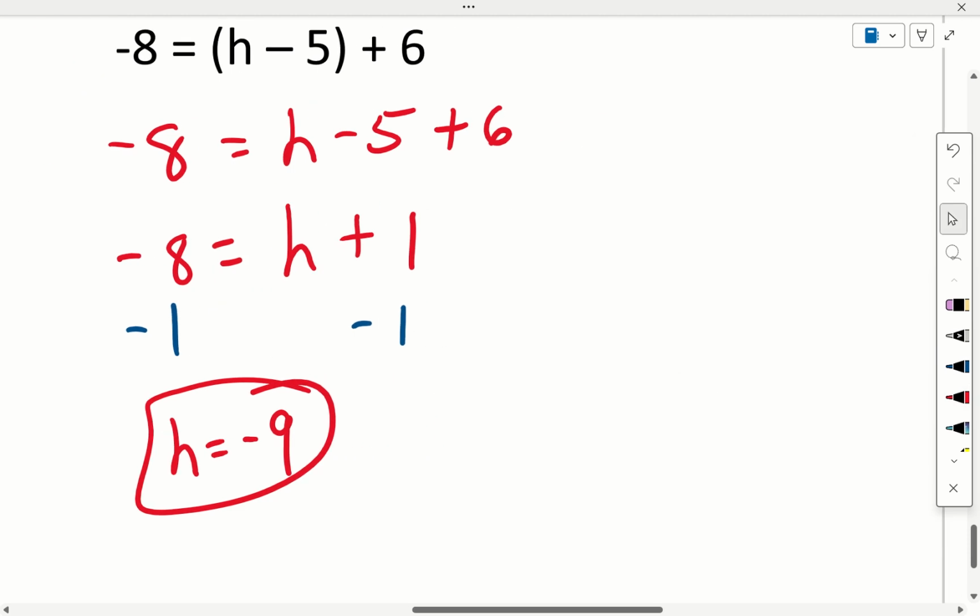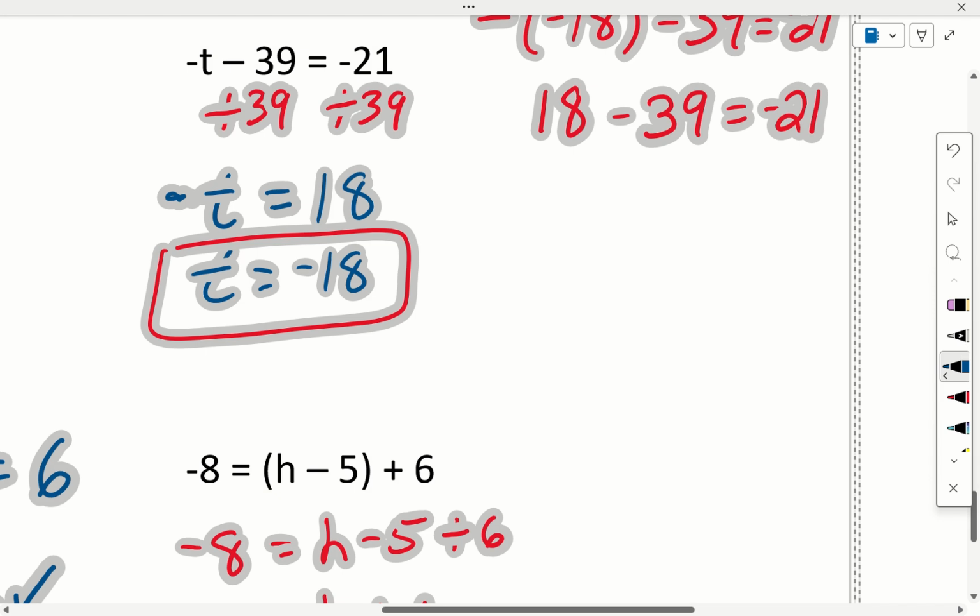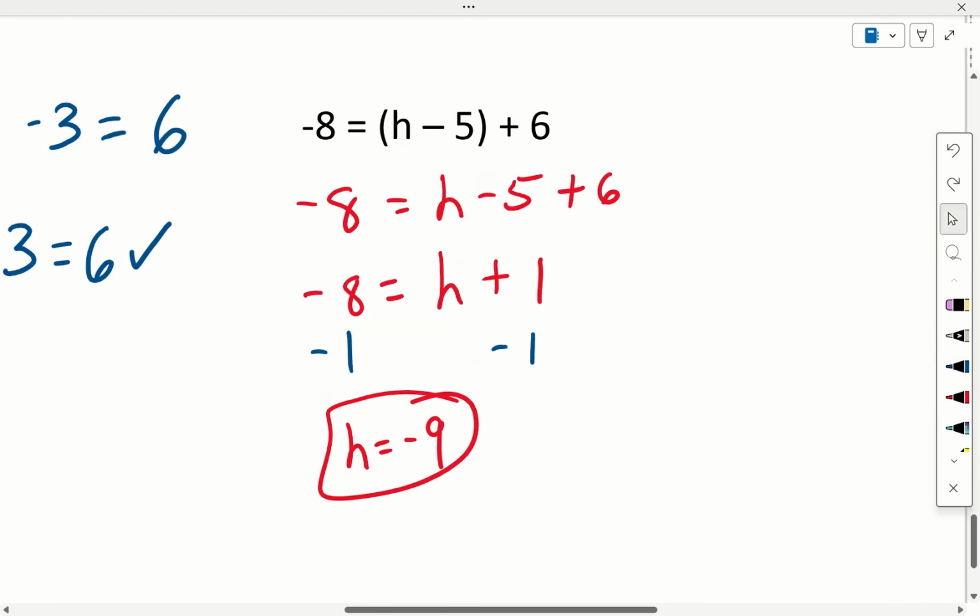Okay, and then we'll plug this in to check to make sure we like it. I don't know why that keeps doing that. Stop it.